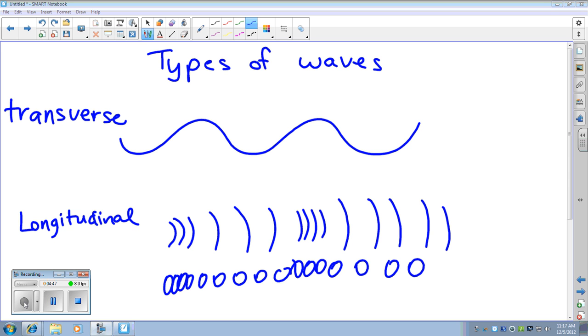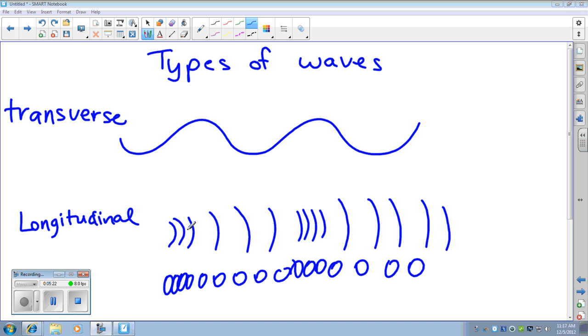Now, when I think about transverse waves, I think about something like surface water, maybe seismic waves. Usually seismic waves, however, can be both. When I think about longitudinal waves, I think about sound waves. Well, rather than air waves, I should say just sound waves as they move through the air. We can also see longitudinal waves as sound waves move through water as well. I think that's a more common way to consider those waves.